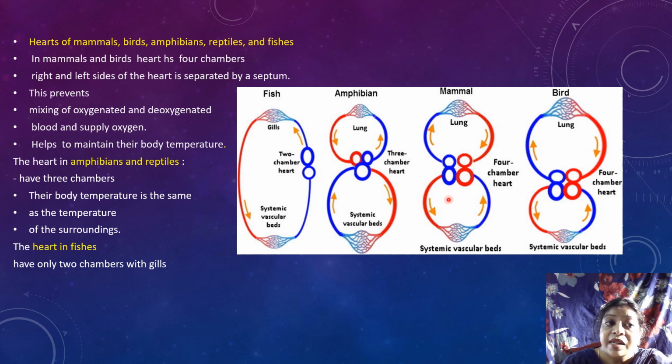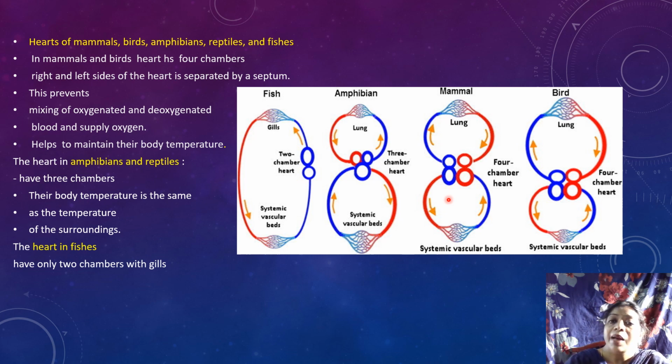So what happens here is that this prevents the mixing of the oxygenated and the deoxygenated blood, and also it supplies the oxygen. One more function is that it maintains the body temperature, or homeostasis they say. Supposing it is very cold outside, your body will maintain the temperature. So this heart regulates the temperature, right? Supposing it is very hot, accordingly your body is also adapted.